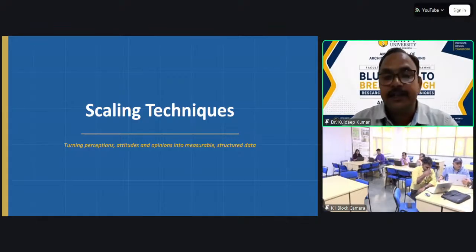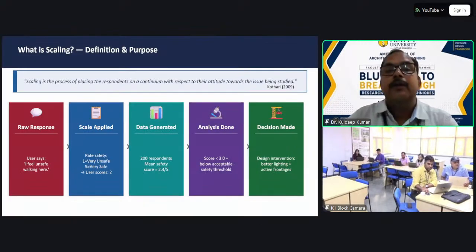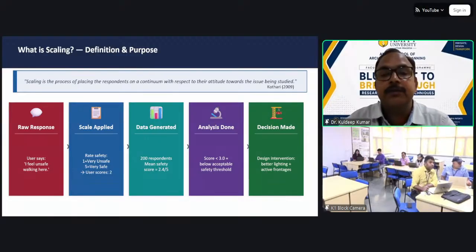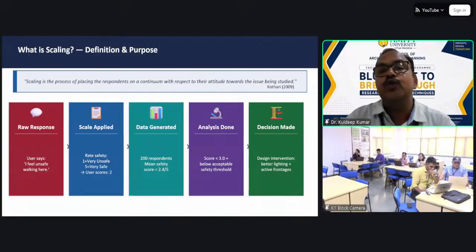So coming to the scaling techniques. Now we have seen this, but what is scaling? We'll see this with the help of an example. Scaling is typically defined as the process of placing respondents on a continuum with respect to their attitude towards the issue being studied, right? It's a placing of respondents on a continuum.